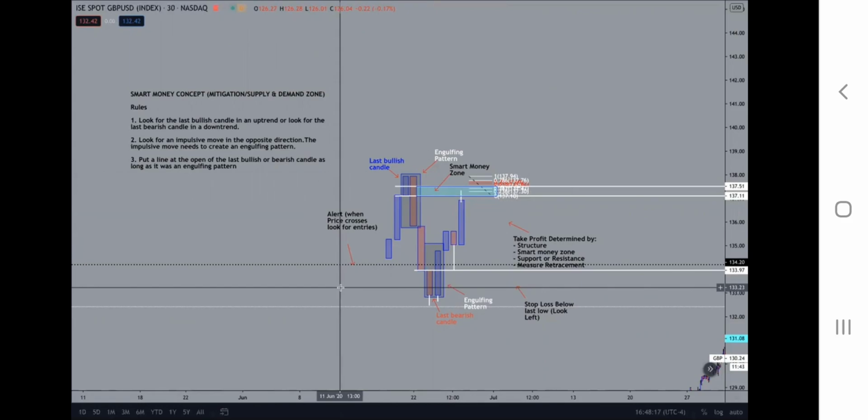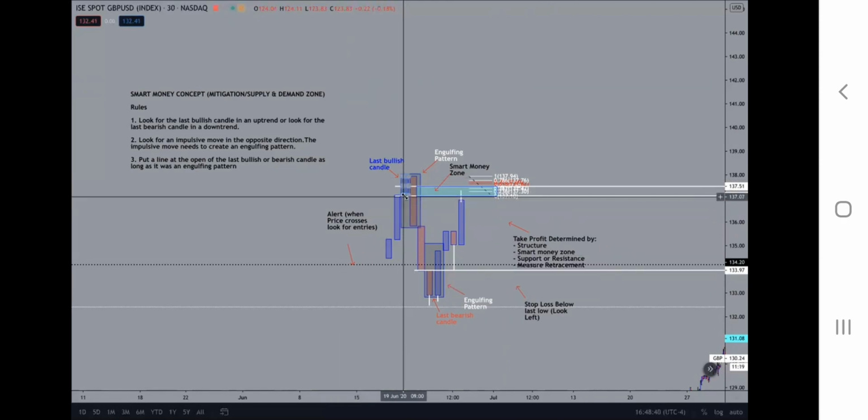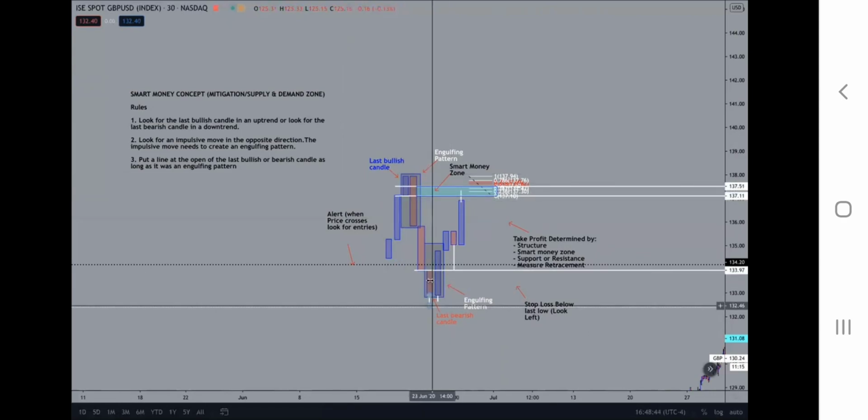That's the first rule. It's very important that we find this, because if we don't see that, then there is no smart money in this area. The second rule is to look for an impulsive move in the opposite direction. The impulsive move needs to create an engulfing pattern, engulfing the last bullish candle or the last bearish candle. All right, so we go back to our diagram here. This was the last bullish candle that moved up, correct? This was the last bearish candle that moved down, correct?